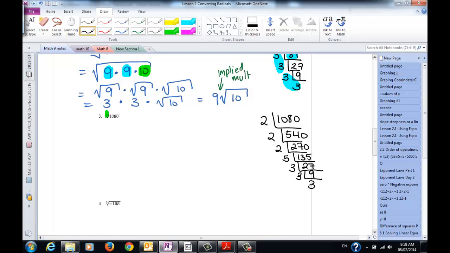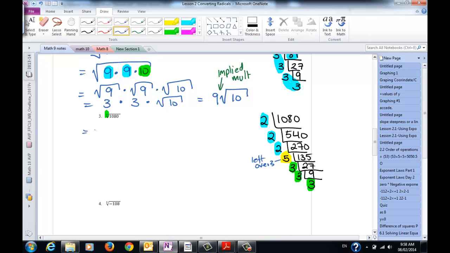So I'm doing a cube root. This time I'm looking for a number multiplied by itself 3 times. So I have 2 times 2 times 2 here. I have 3 multiplied by 3 multiplied by 3 here. And then I have a lone 5. My 5 is going to be my leftovers.